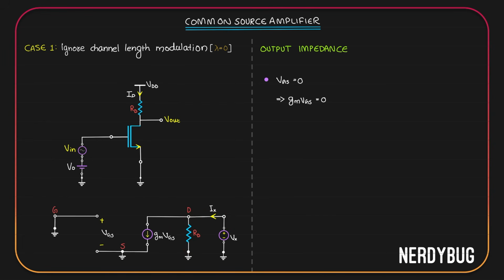And the potential across RD is Vx. So by using Ohm's law, we can write Vx by Ix should be equal to RD. Vx by Ix is our output impedance. So we can write output impedance is RD.